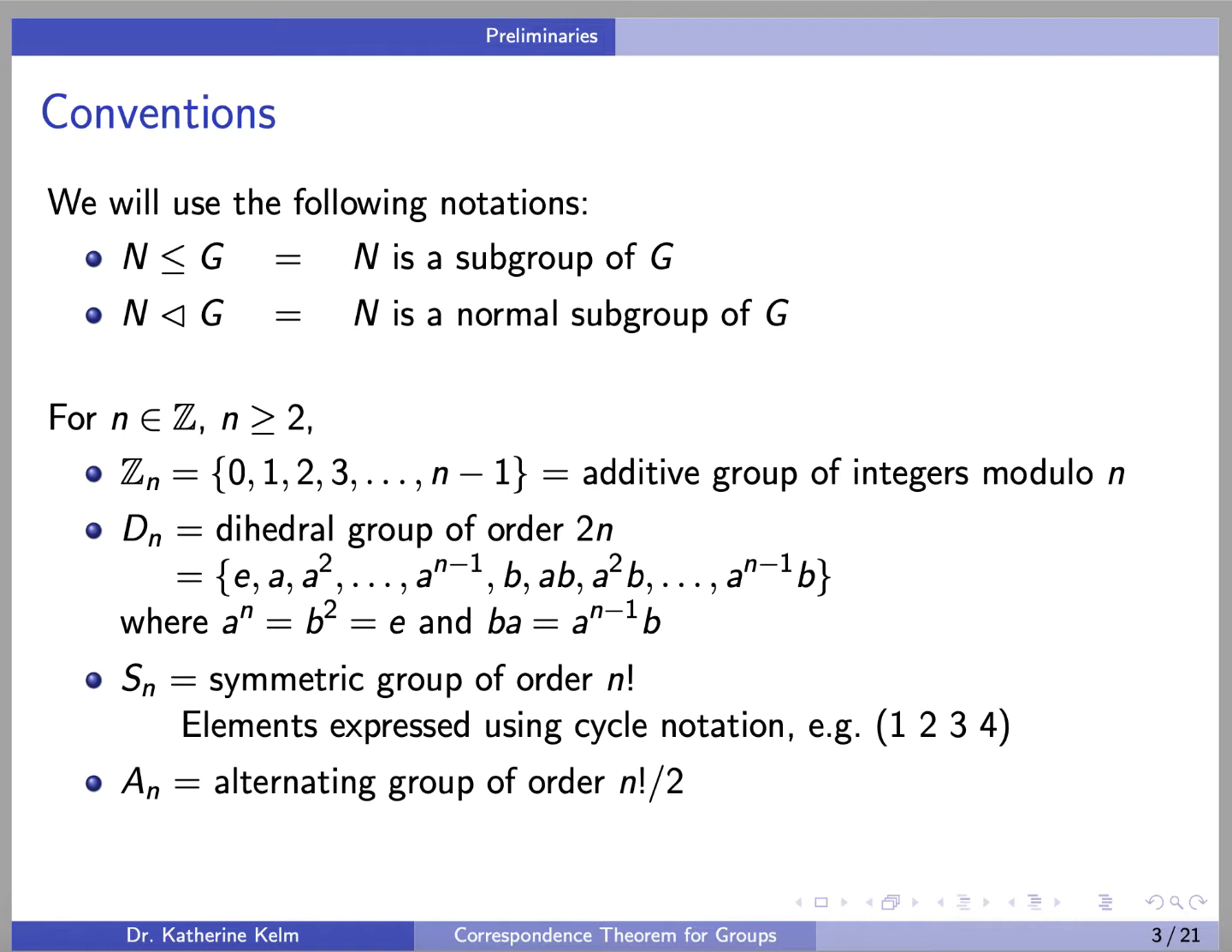Sn will denote the symmetric group of order n factorial. We'll express elements using cycle notation. And An will denote the alternating group of even permutations of Sn.